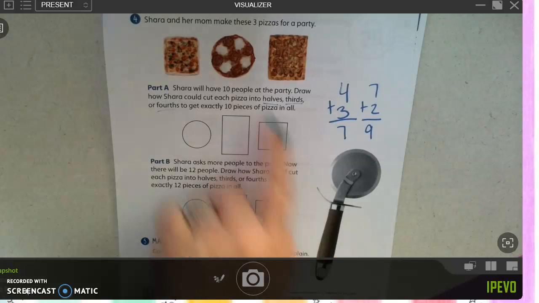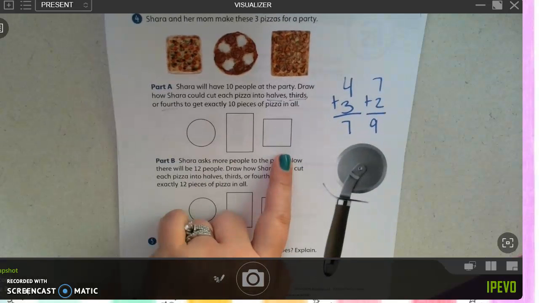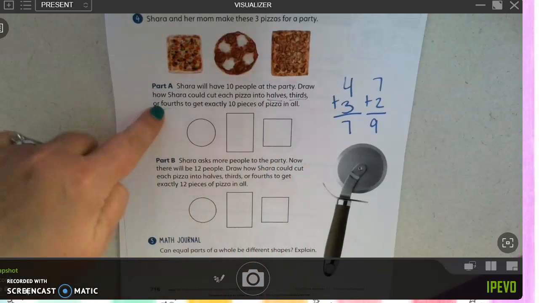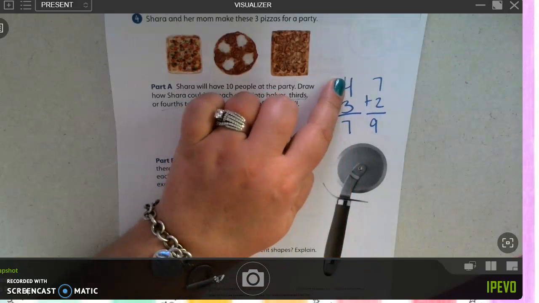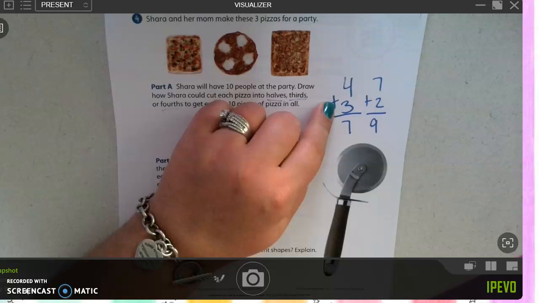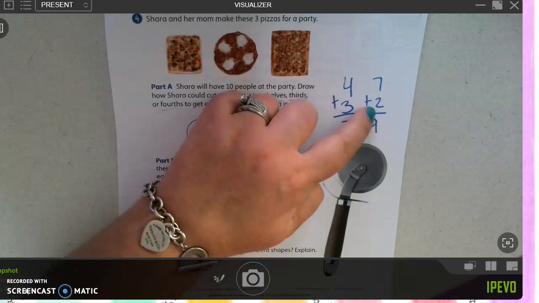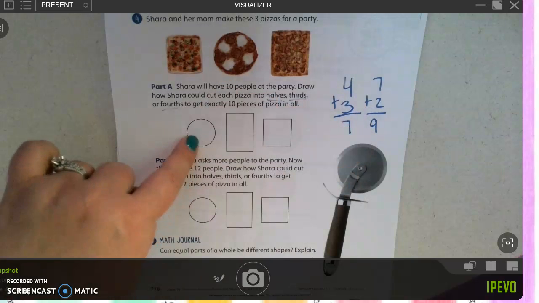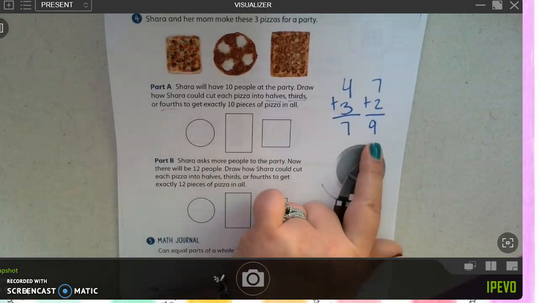So, we're using halves, thirds, and fourths to divide these pizzas, but we're not necessarily cutting 1 in half, 1 in third, 1 in fourth. That's what I did over here. If I have 4 pieces of pizza plus 3 pieces of pizza, I have 7 pieces of pizza. If I add 2 more pieces of pizza, I only get 9. So I can't cut 1 into halves, 1 into thirds, 1 into fourths. I will be 1 piece of pizza short.